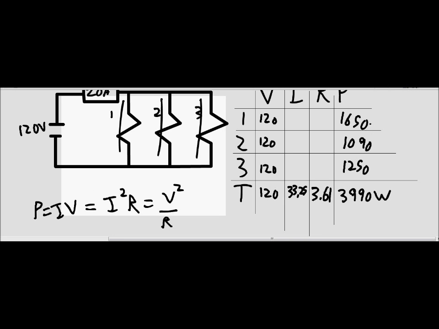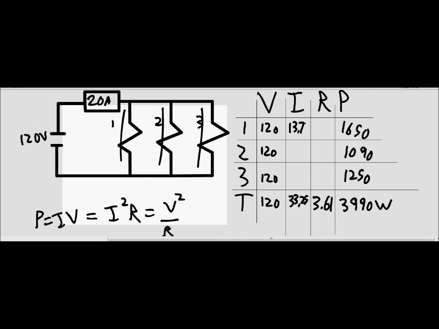So we're going to take the power, so 1,650 divided by 120, and so that means that the current for there is 13.75. Do that for the next one, so that's 9.08 and 10.41. And so those are the currents for all three of the appliances. And we can use that to help find the resistances for all of those.